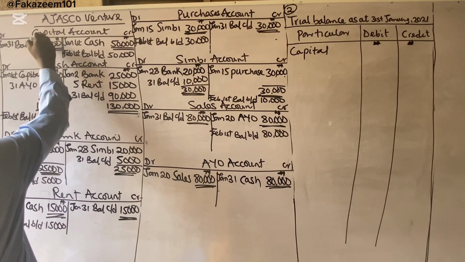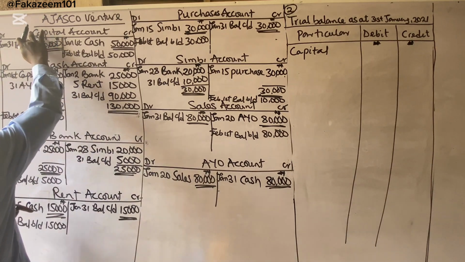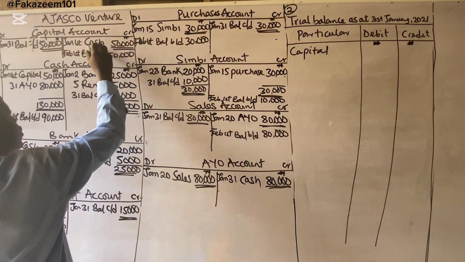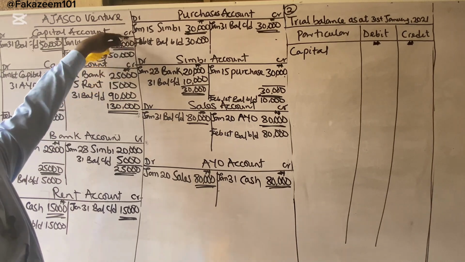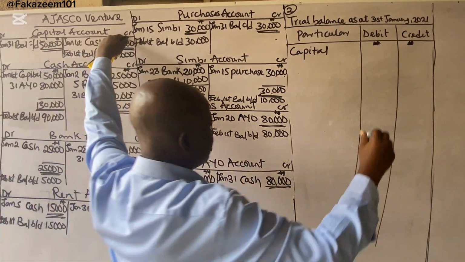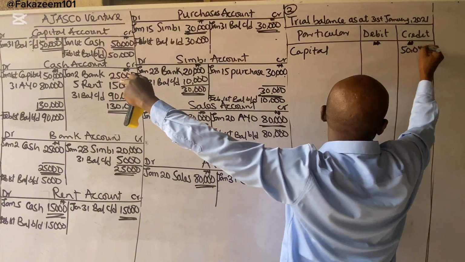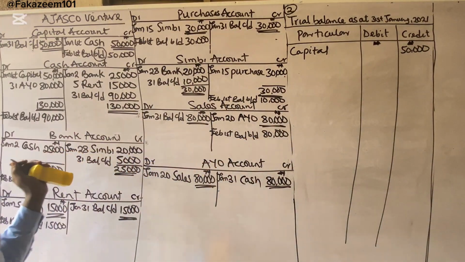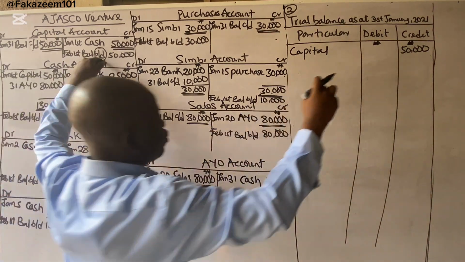Look at what I circle here. The balance carried down, you look at your balance brought down. Your balance brought down here falls on what side? It falls on credit side. Look at my hand. It means this figure, 50,000, will be on credit side. That's all. When you look at your balance BD, you put the figure on that side.